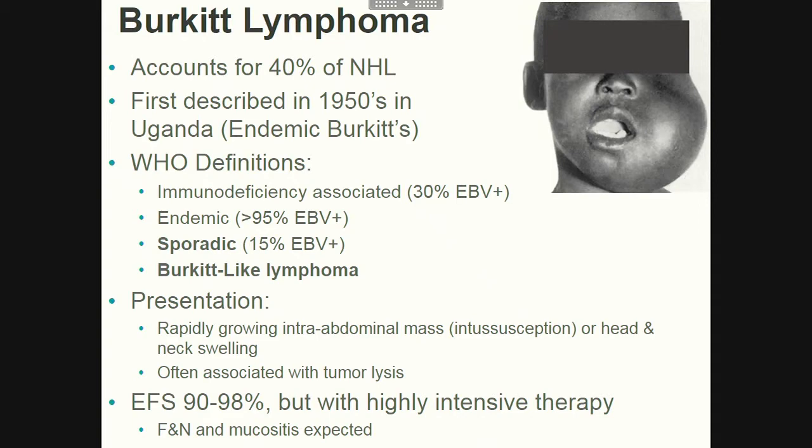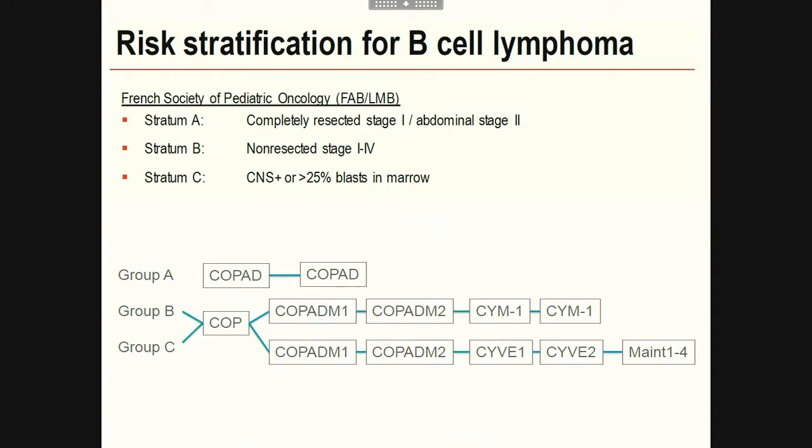And then the presentation, I mentioned that these are very rapid growing tumors, and so often it's a rapidly growing intra-abdominal mass that can lead to intussusception or obstruction or abdominal pain, or you can have head or neck swelling, lots of tumor lysis, and good event-free survival. And you guys have taken care of these. These are the kids that are getting COP-ADAM and those blocks of therapy, which I think I have on the next slide, yes. So it depends on your group, and your grouping, again, depends on your staging.